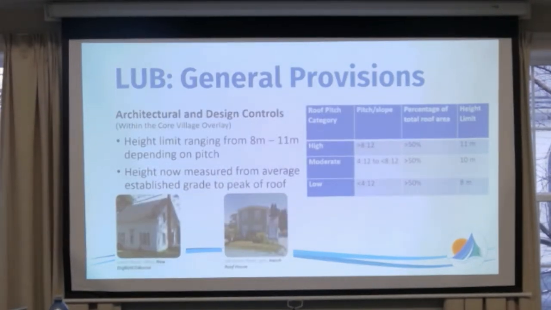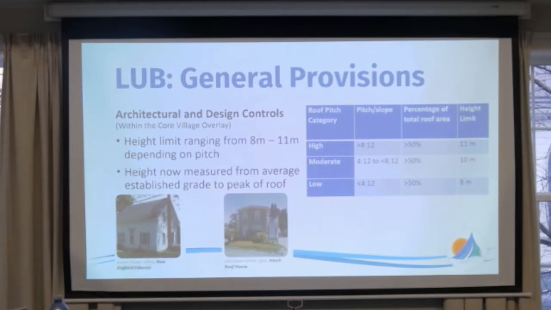Okay, so architectural controls. The first piece to cover here is around the height limit. So we've made some changes to the height limit and the way that works. Not drastically. Currently, the height limit would range from 8 to 10 meters. Now, as you'll see on the table on the right here, it ranges from 8 to 11 meters. So it has increased a little bit for that top category. Basically, the way this works is, depending on your roof pitch, that will determine the maximum height of your structure.